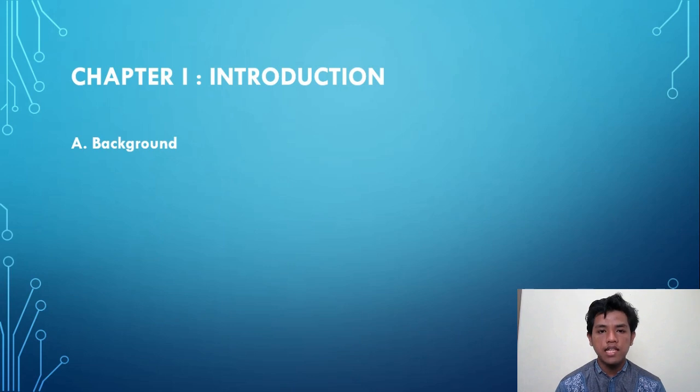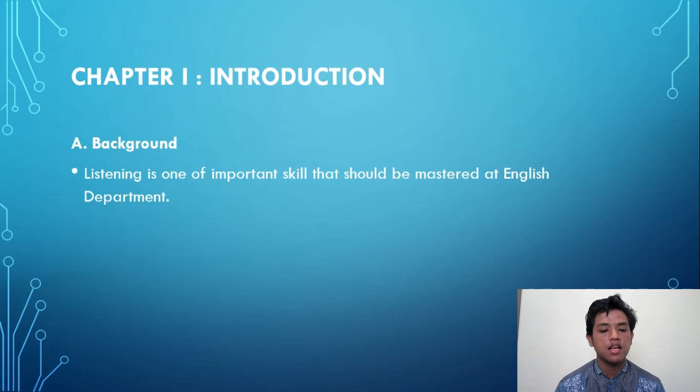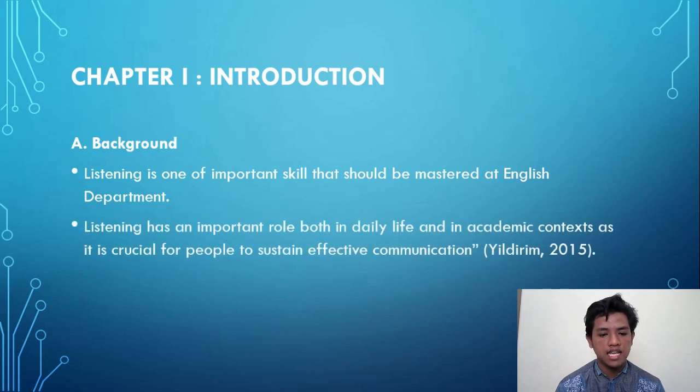Now, let's look at chapter 1. In chapter 1, we have 9 points. First point is background. Listening is one of the important skills that should be mastered at the English department. Listening has an important role both in daily life and in academic context, as it is crucial for people to sustain effective communication.